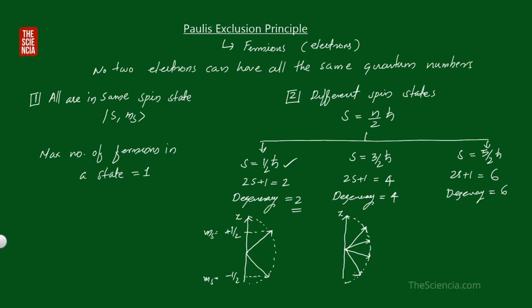That is, there are 4 orientations possible. This corresponds to plus 3 by 2 h cross, this one corresponds to plus 1 by 2 h cross, this one corresponds to minus half h cross, and this corresponds to minus 3 by 2 h cross. Okay, that is, there are 4 states. All these 4 states have the same energy. That is, degeneracy is 4.